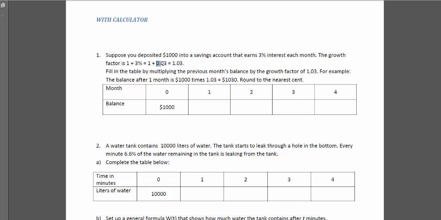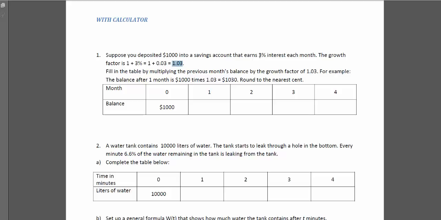If we just use 0.03, we're going to get, in this case, 30. And that doesn't make sense, that we put in $1,000, we get 3% interest, and the total we have after 1 month is just $30. Then we have lost $970. It doesn't make sense. That's why we also have to include 1 or 100%, which is the initial amount. That's how we find this factor.